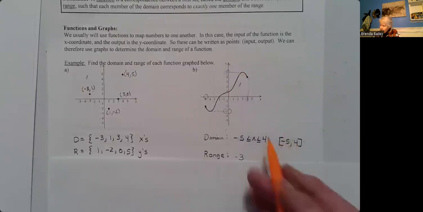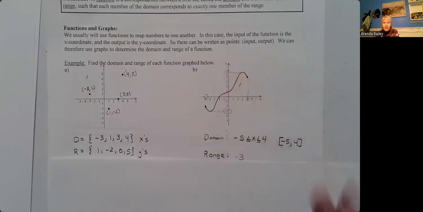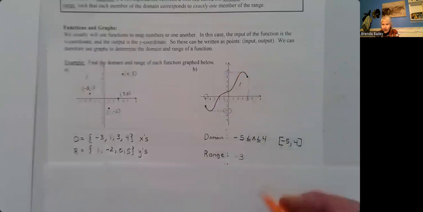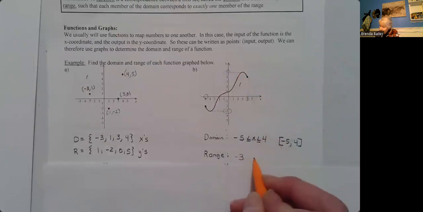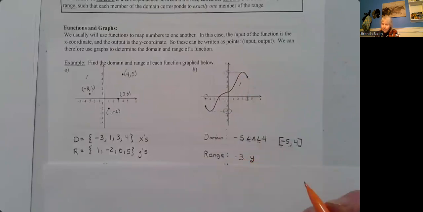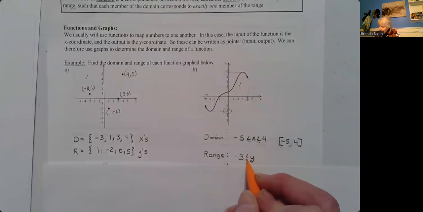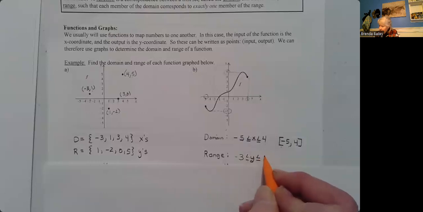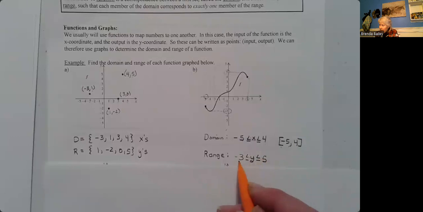Yeah. All right. So sometimes it's kind of hard, but yeah, a 5. Now here, how do you write that? Well, you do have to use a y for the range. The y's are greater than or equal to -3 and less than or equal to 5. I like to read it, y's are between -3 and 5.